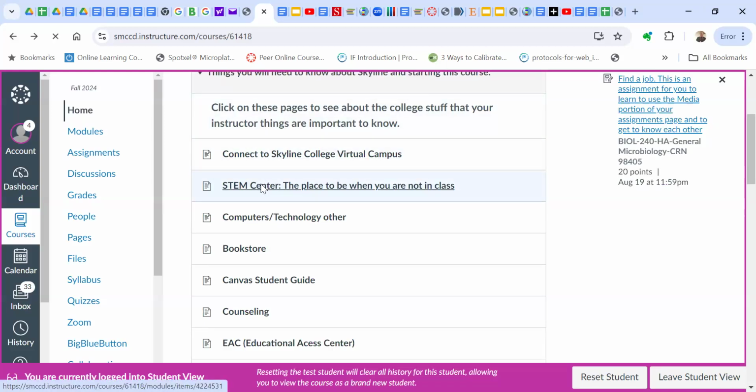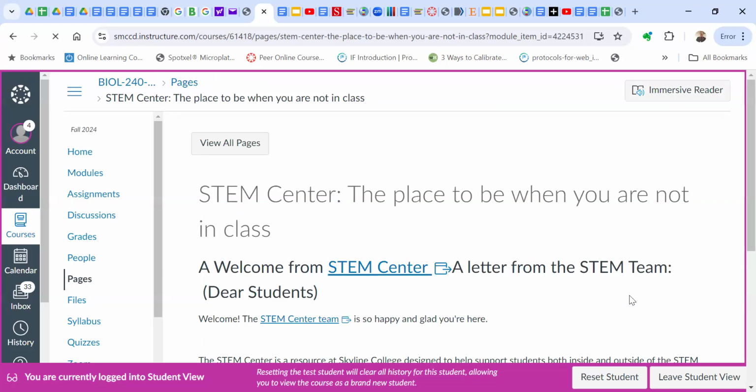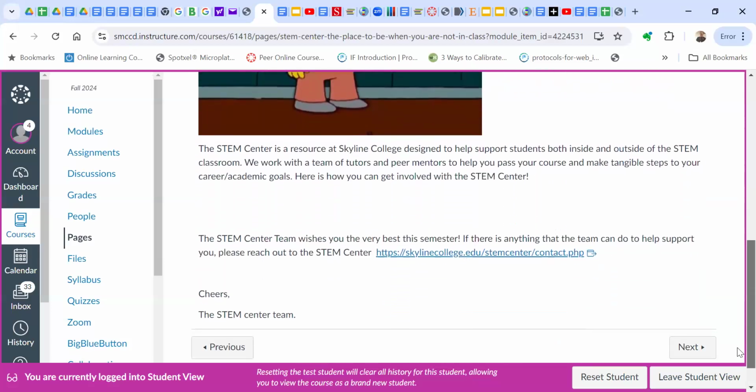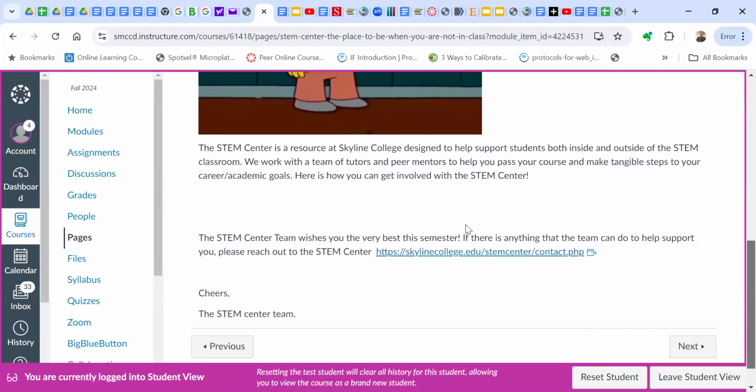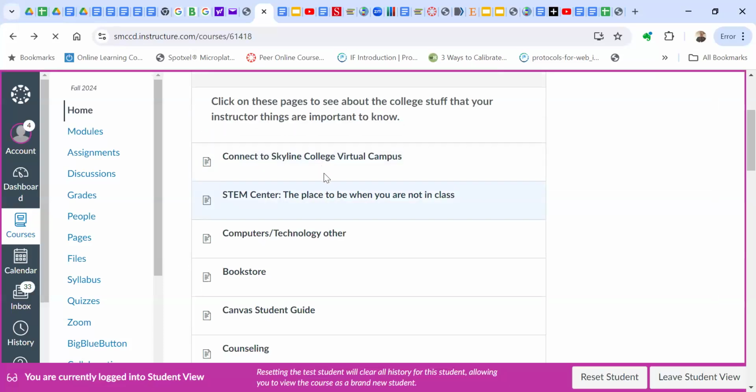The second thing is we have a STEM center. That's a really good place to be in class. We have this STEM team inside of there, and you can reach out to the STEM center. Basically, the STEM center is a place for like-minded students like yourselves who are in STEM to get help when you're studying. It's located in building 7.